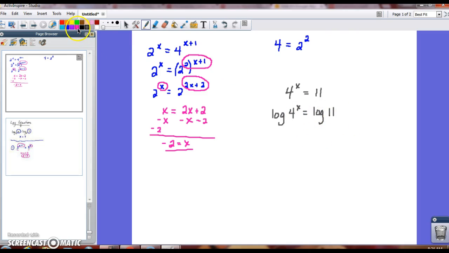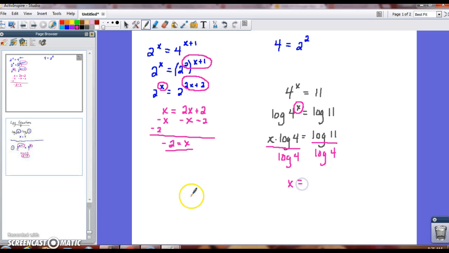And so now I can use one of my properties, right? I have this property that allows me to bring that x out in front. It was the third property that we learned. So I can rewrite this side of my equation as x times the log of 4 is equal to the log of 11. Now, I have actually a very easy problem to solve from this point, because this is all I have to do. Watch this, this is cool. All I have to do is divide both sides by the log of 4, and I've got an x by itself.